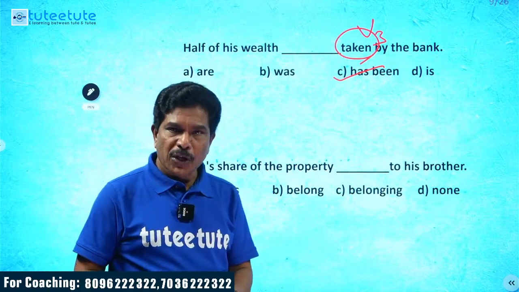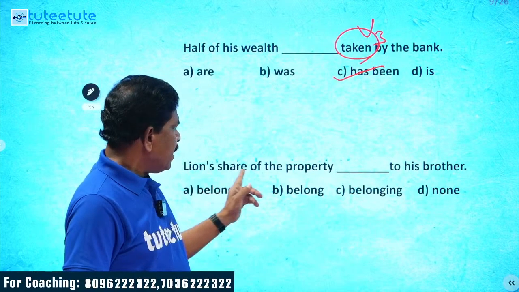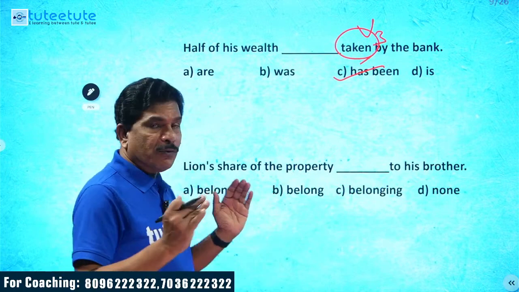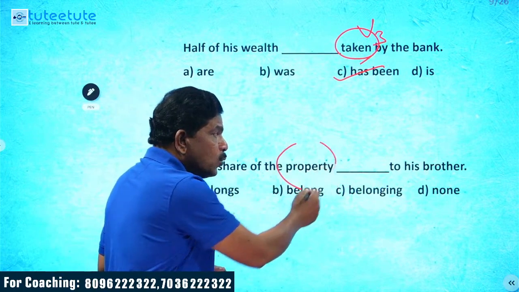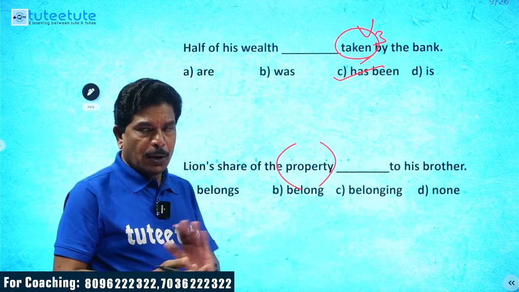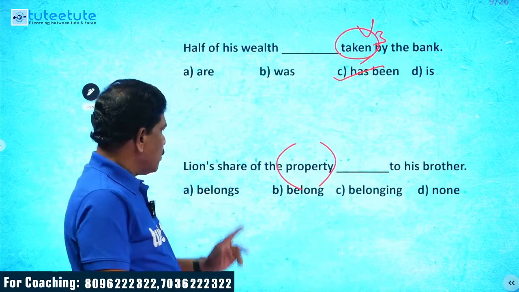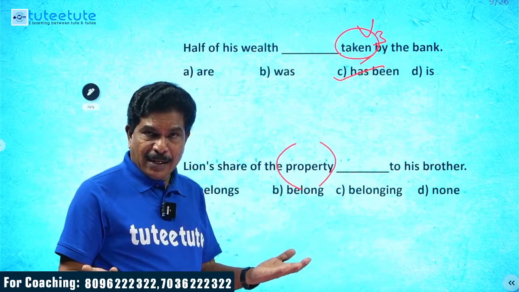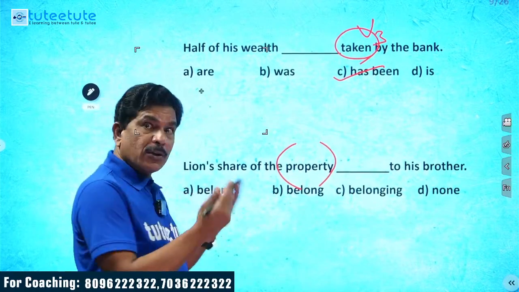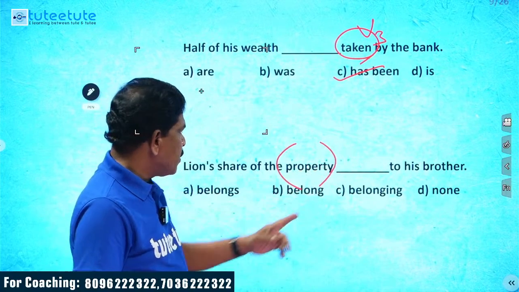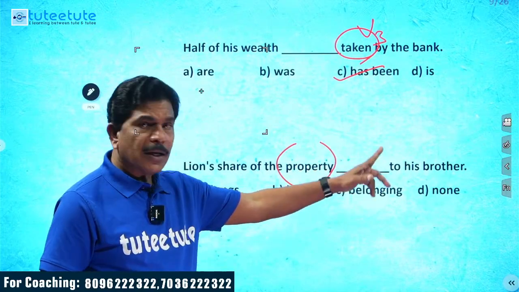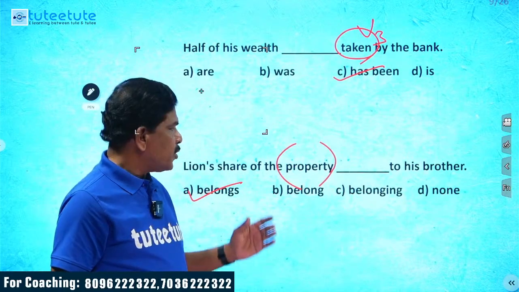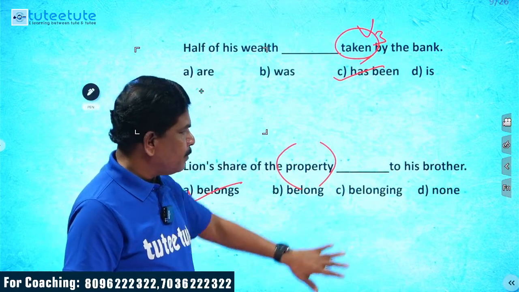Next, lion's share of the property. Lion's share of the property, dash, to his brother. Is property countable? Property is not countable. It is uncountable. So lion's share of the property itself is singular. Therefore, lion's share of the property also is singular. To his brother. Belonging, none. No doubt the answer is belongs. Lion's share of the property belongs to his brother.